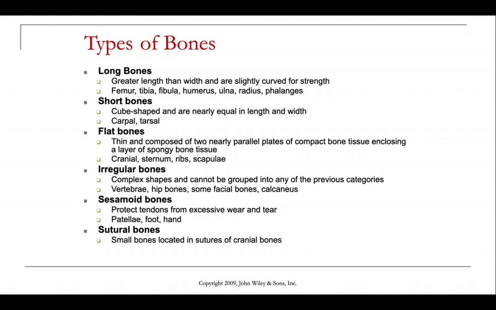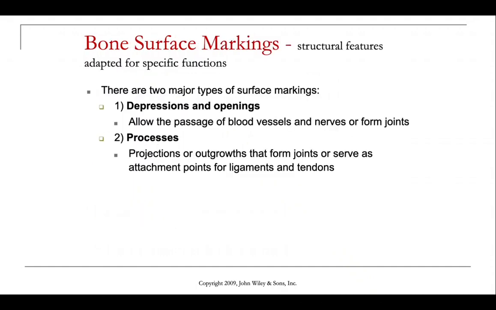Flat bones are thin and have two nearly parallel plates of compact bone tissue enclosing a layer of spongy bone in between. Cranial bones, sternum, ribs, and scapula are in this category. Irregular bones have more complex shapes, and they don't fit into any of the previous categories. These would include vertebrae, hip bones, some of the facial bones, and the calcaneus. Sesamoid bones protect the tendons from excessive wear and tear. The patella is the main one. It's not unusual to see some little sesamoid bones occur in the foot and the hand. Then your sutural bones are small bones located in the sutures of the cranial bones.